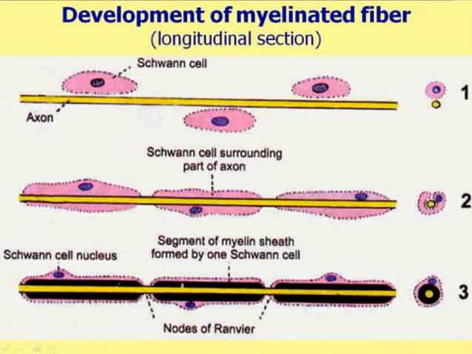This is the development of a myelinated nerve fiber in longitudinal section. You see the line of Schwann cells and the axial cylinder invaginating the cytolemma of the Schwann cells, and after that every Schwann cell produces the myelin sheath. The regions between Schwann cells contain no myelin; these are the nodes of Ranvier. The part of the nerve fiber between two nodes of Ranvier is called the internodal segment. Each segment is developed by one Schwann cell.